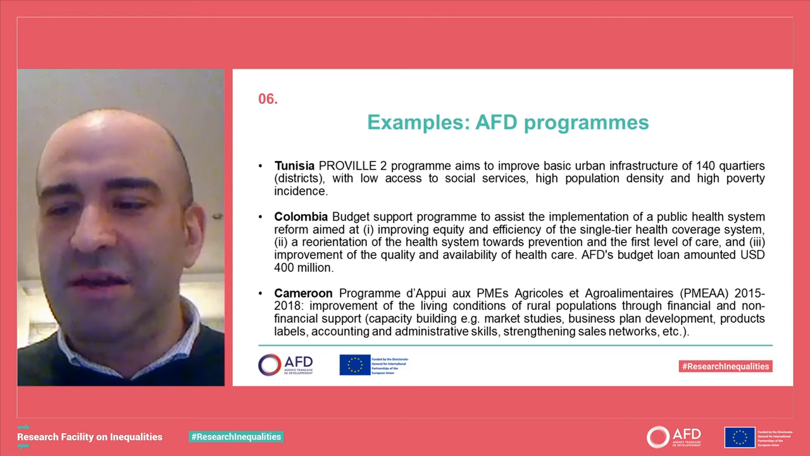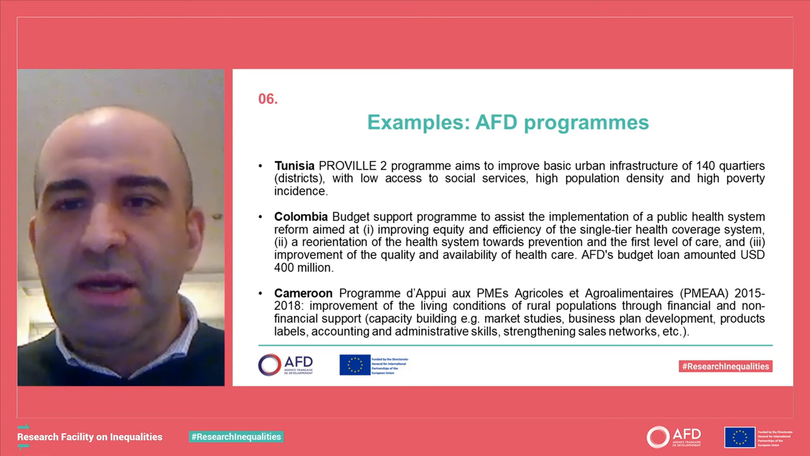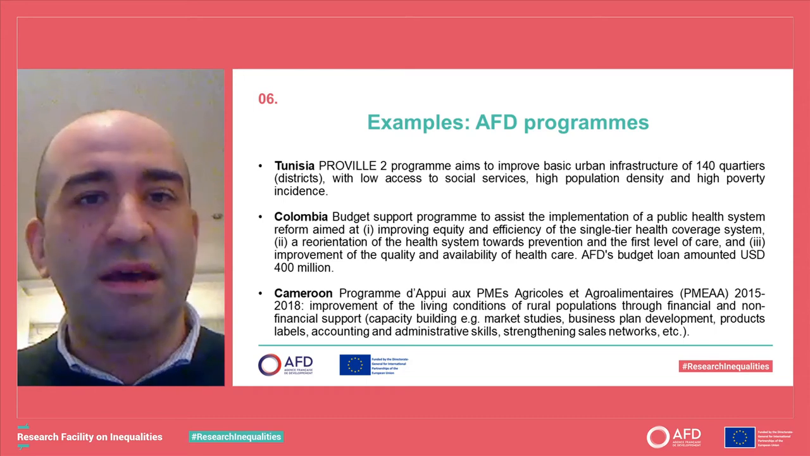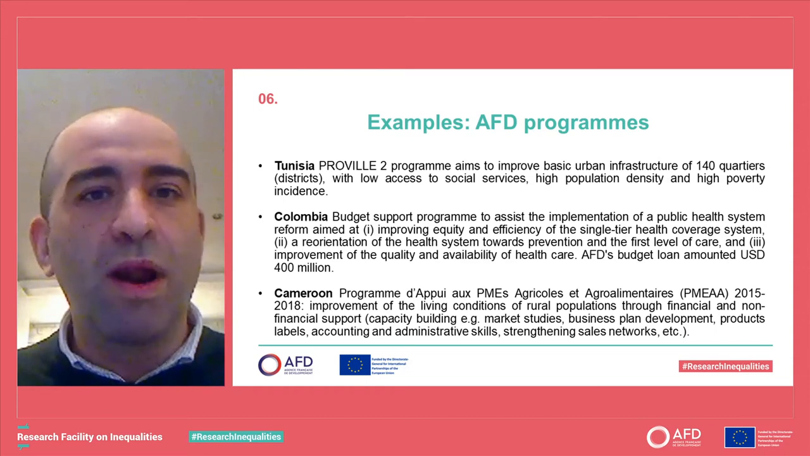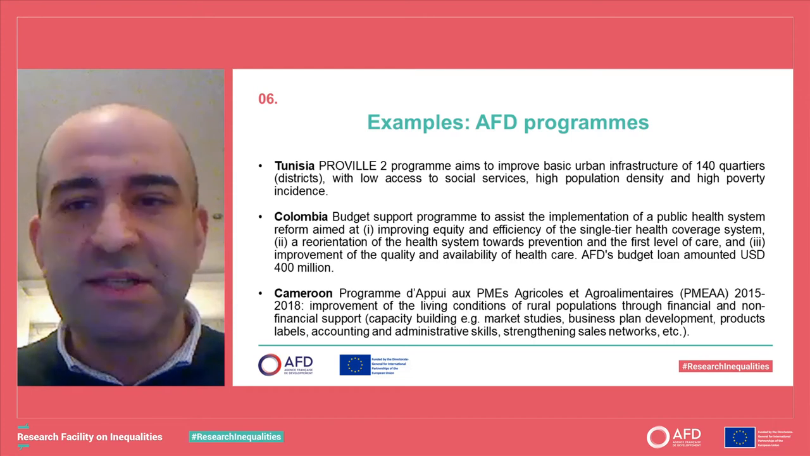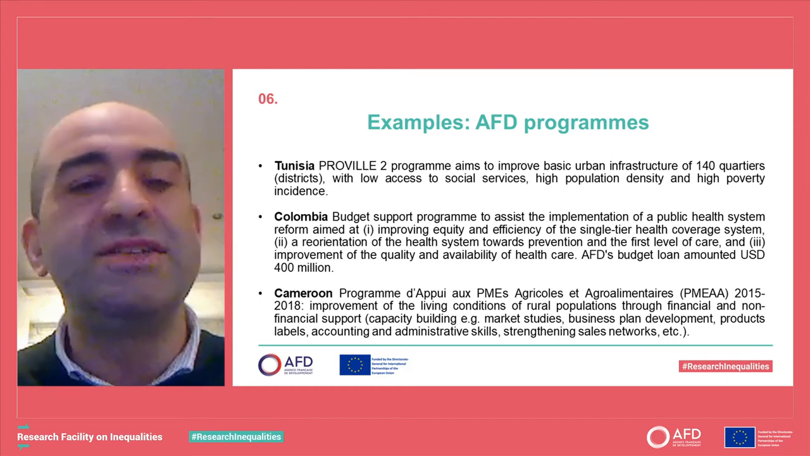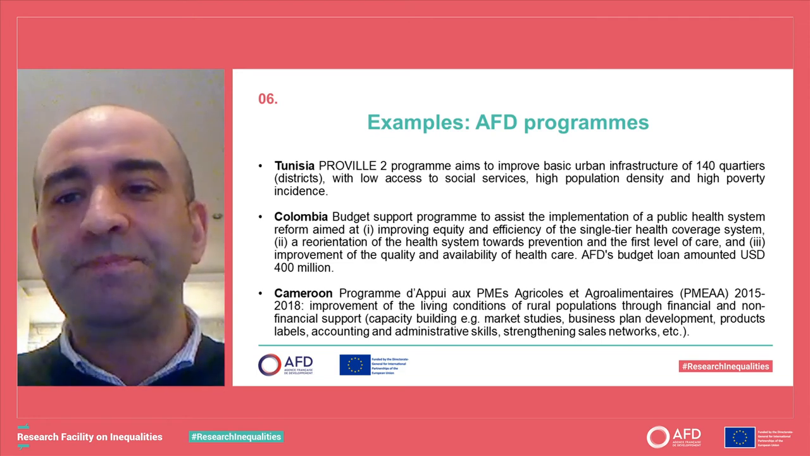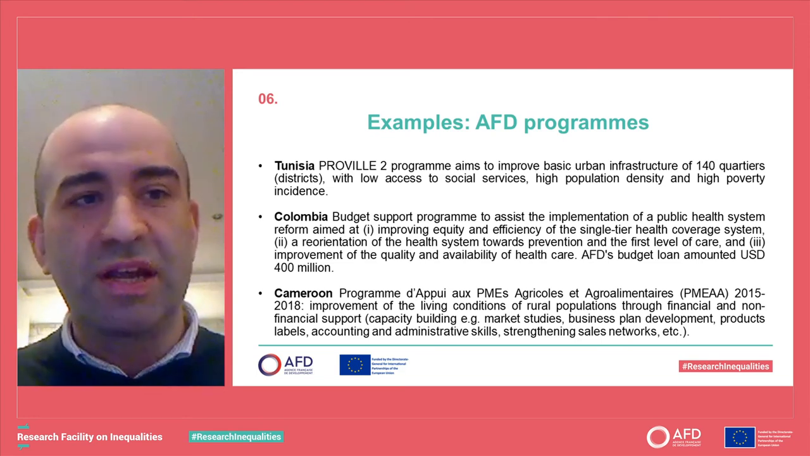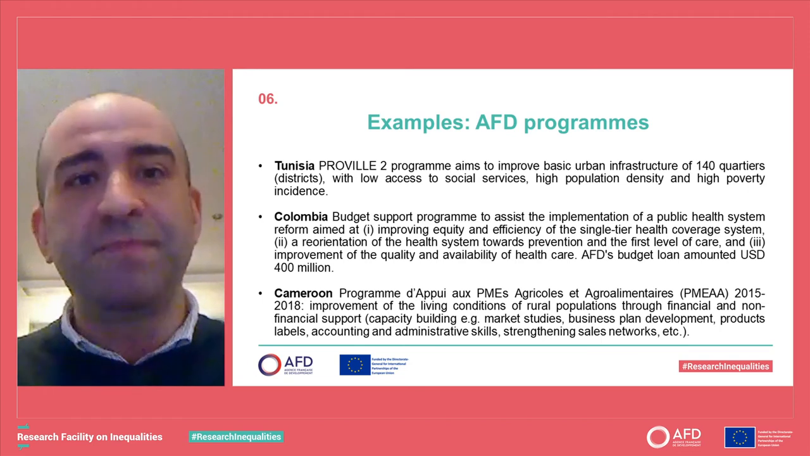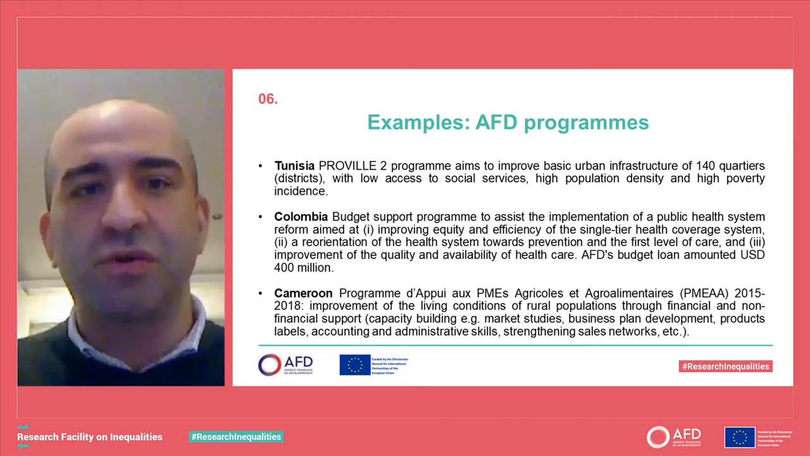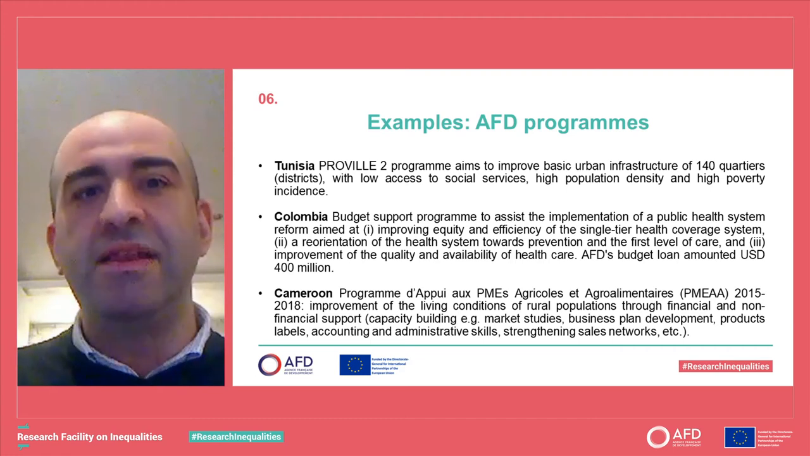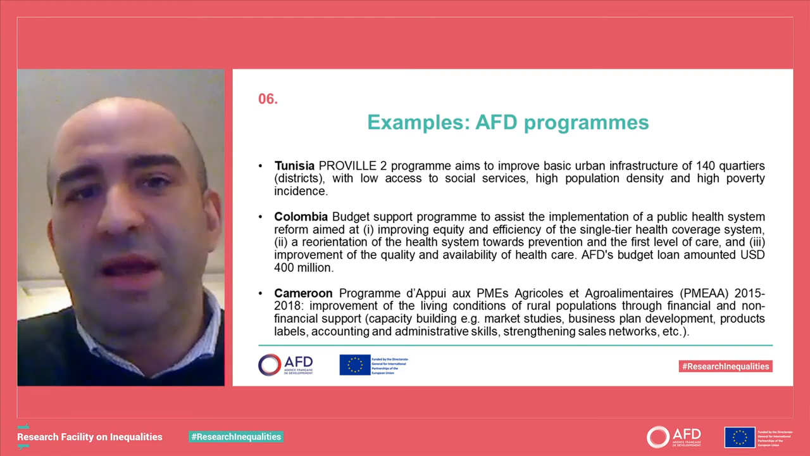The first is a program in Tunisia. It's the Provil program. Actually, it was a program about improving basic infrastructures in 140 neighborhoods, districts, with low access to social services and high population density. That was actually made after the Arab Spring in Tunisia. The intention was to look at imbalances and cohesion that you find in urban areas, right?